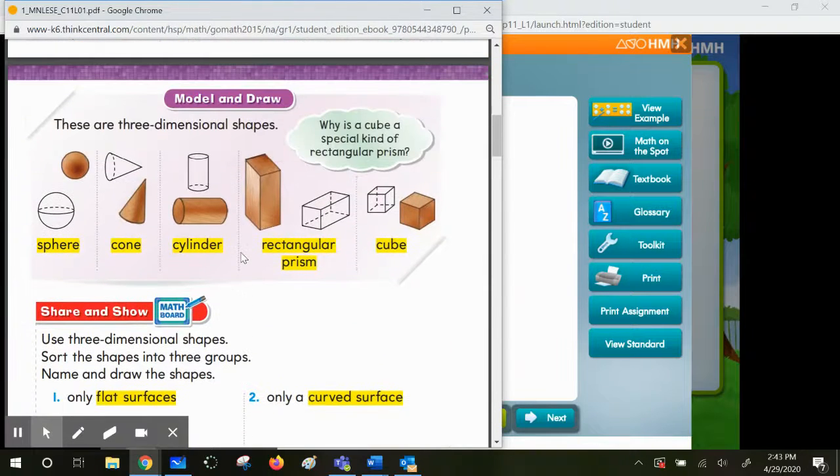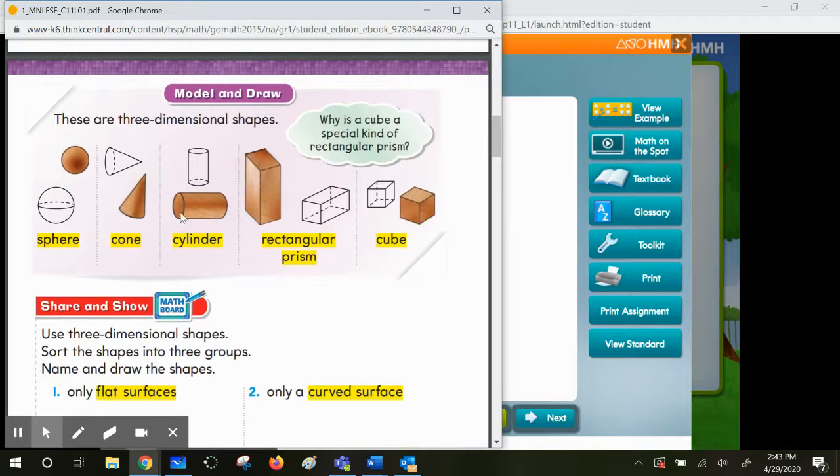Going on into our model and draw area. These are different pictures of three-dimensional shapes. This is a sphere. The PH, remember, says a f sound like fire. So it is a tough word, but it's sphere, and it's circular like a ball. The next is cone, like an ice cream cone.